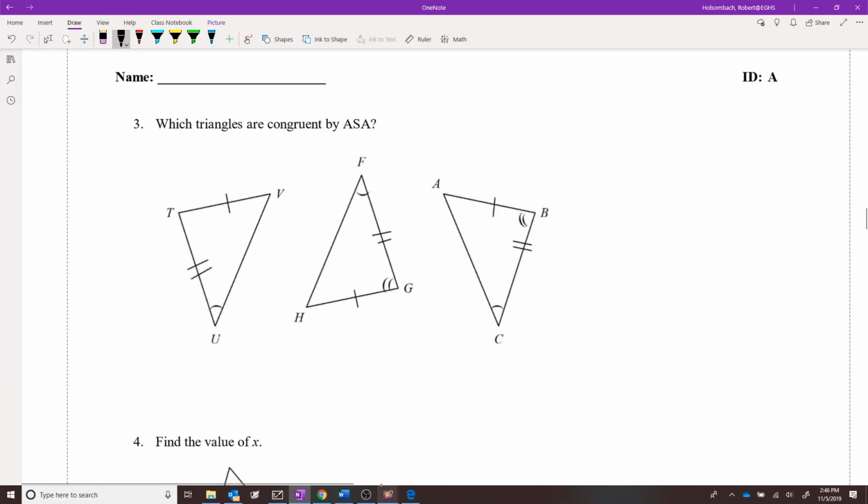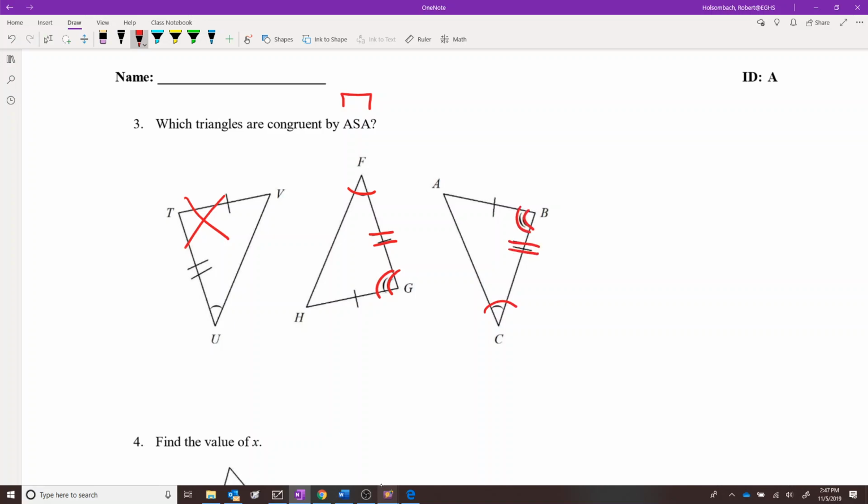Number 3 asks, which triangles are congruent by angle, side, angle? Well, in angle, side, angle, you're going to need two congruent angles. That wipes this triangle out. Here's an angle, a side, and an angle, congruent to an angle, a side, and an angle. So which triangles are congruent? Again, you're going to write a congruent statement.